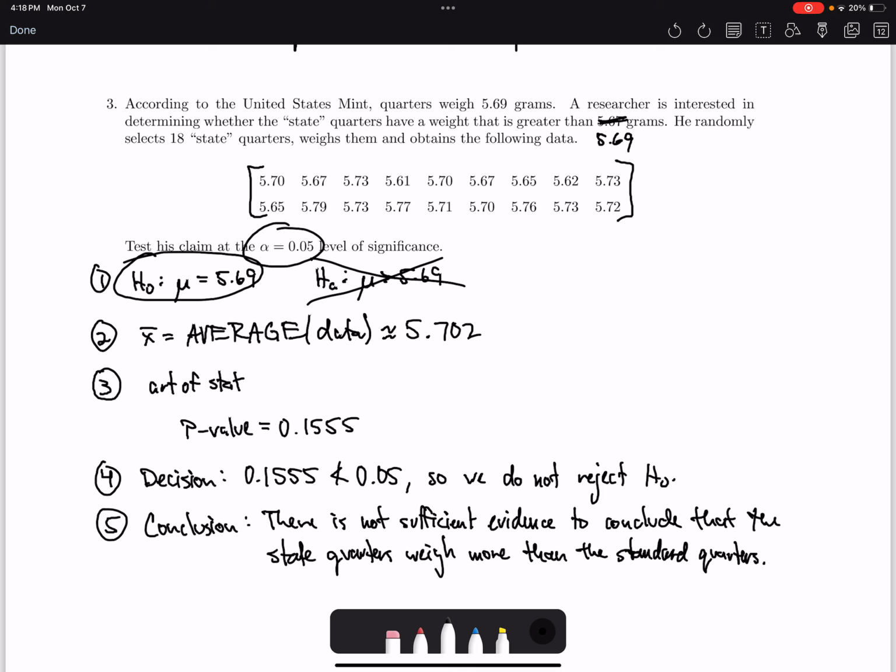By the way, most of you probably are not old enough to remember that. When I say state quarters, I mean the quarters that have special designs on the back for each state in the country. It used to be that all of the quarters were just the standard quarters with the eagle on the back. But around the year 2000, they started to release special state quarters for each of the states.